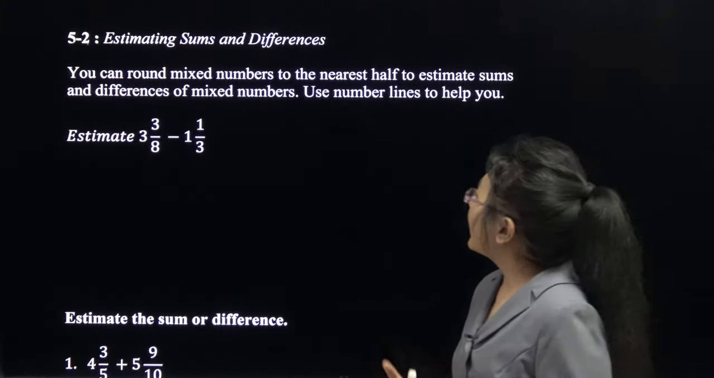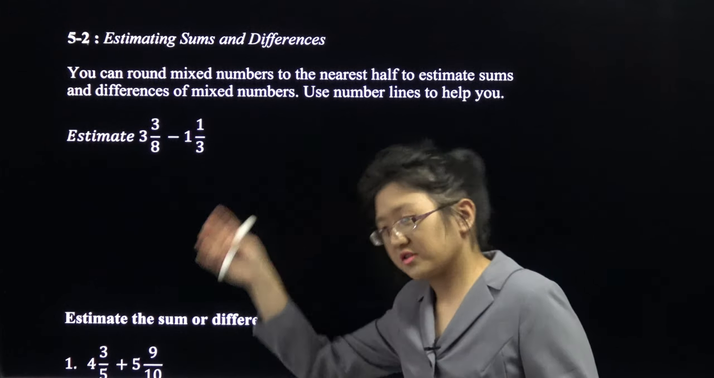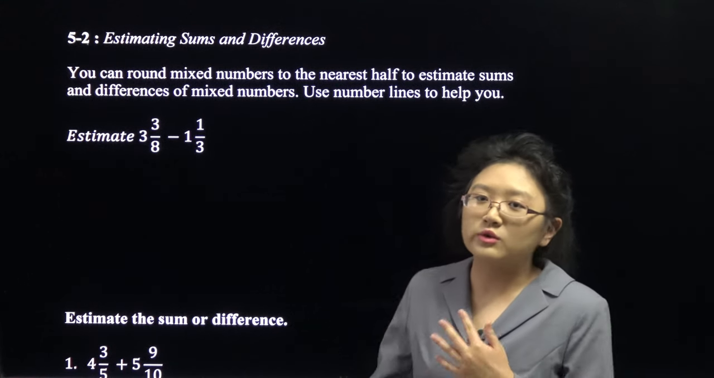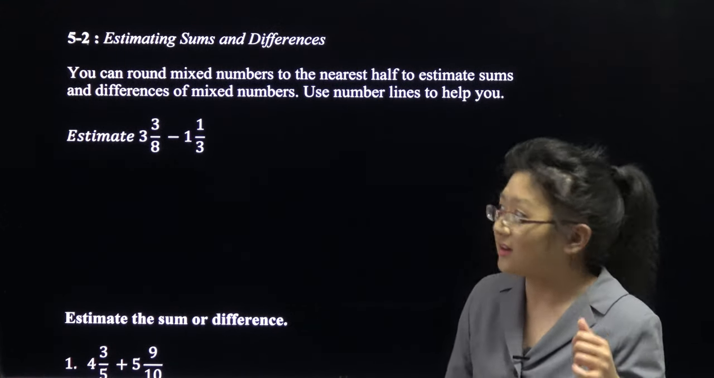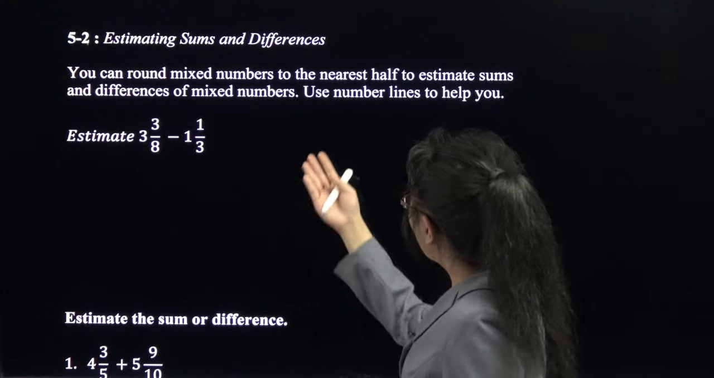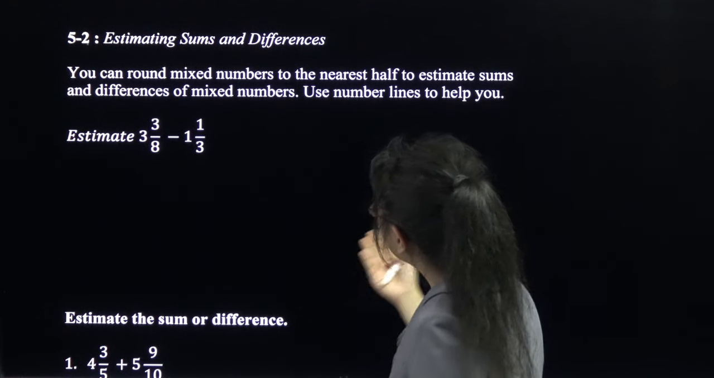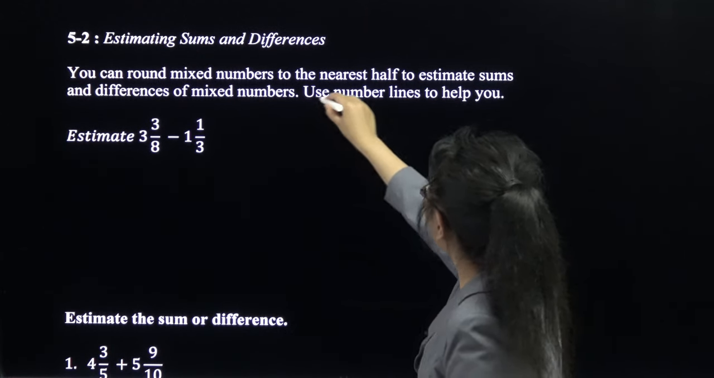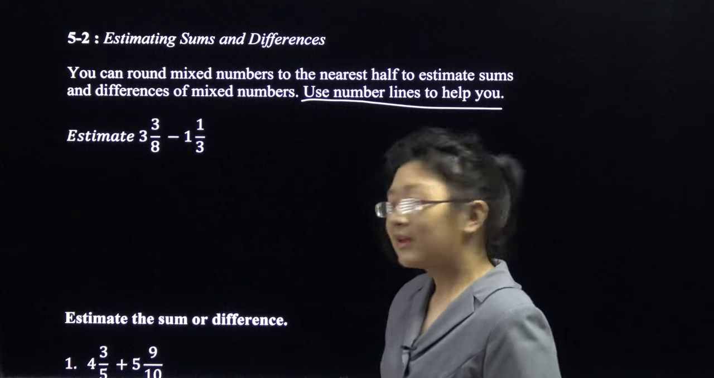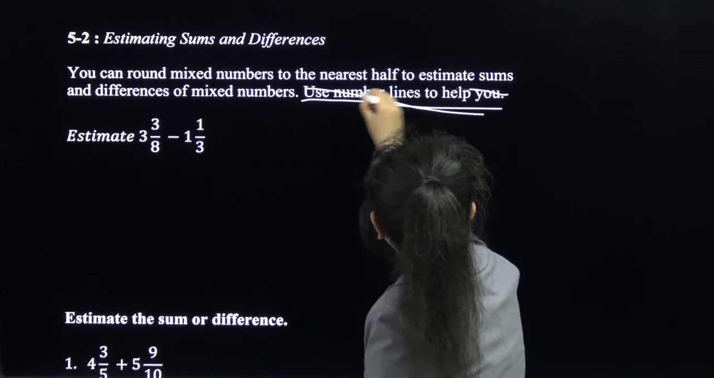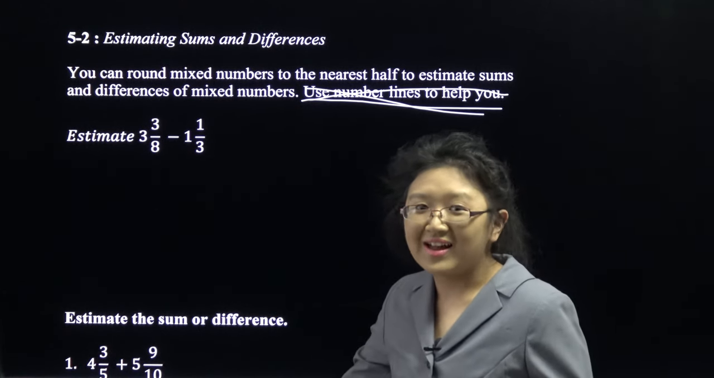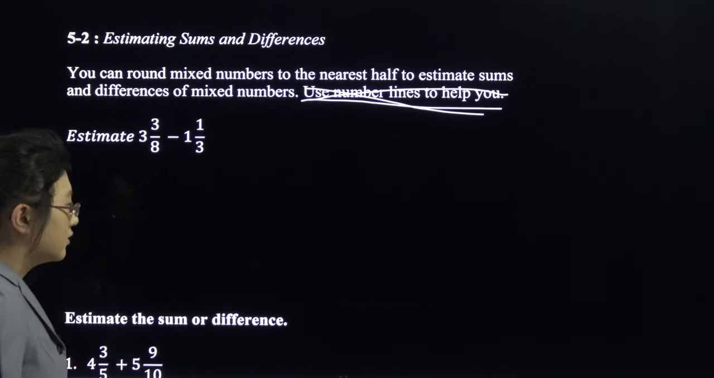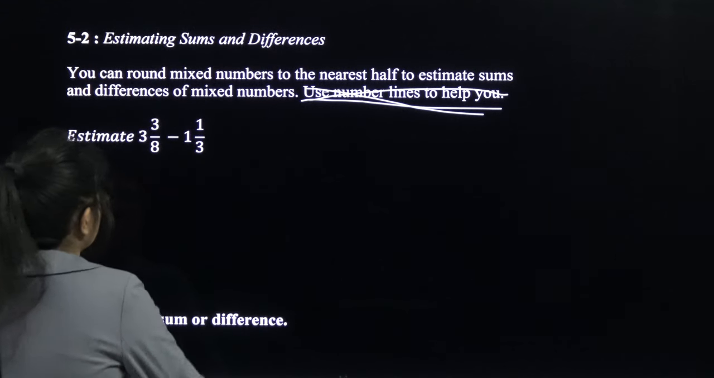Now, estimating sums and differences of fractions. How do we estimate? Well, when we estimate, we usually do a little bit of rounding, which we learned in the last section. So we can round mixed numbers to the nearest half to estimate sums and differences of mixed numbers. And you can use number lines to help you, but you really shouldn't, because then you'll get used to number lines. And guess what? They don't give you number lines in high school. They don't even give you number lines in middle school.